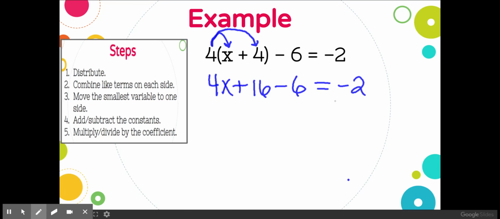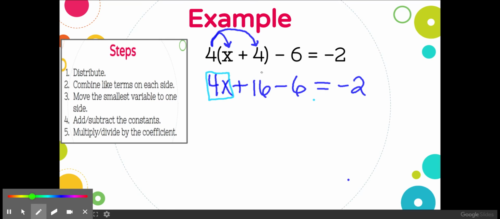Great. Now step 2 is to combine like terms on each side. Let me see if I have any like terms. 4X is one of the terms, and that term has one X variable. I'm going to check on that same side: do I have any other terms with the variable X and an exponent of 1? No, I don't. Let me switch colors now.